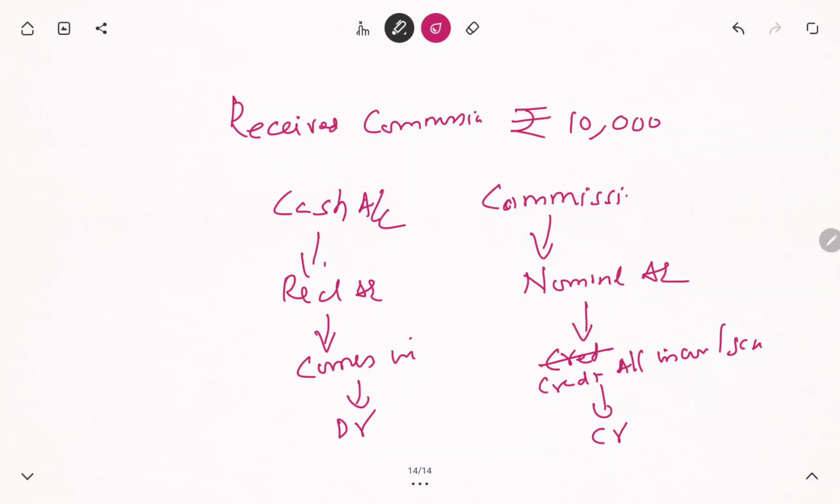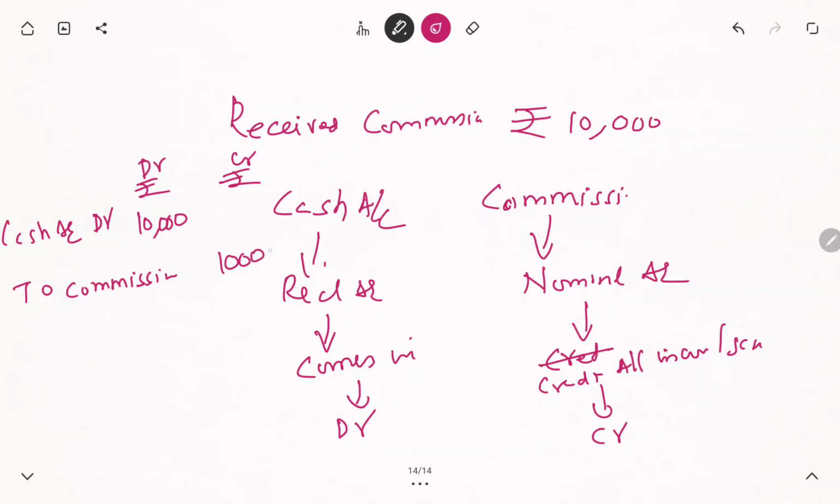Now what is the journal entry? Whenever writing a journal entry, what should you write first? You should write debit first. So cash account debit to commission. It's a credit, that's why I am writing "to commission". Debit and credit. How much is the debit? It's rupees, that's why you have to put it like this. In the debit column you put 10,000 and in the credit column you put 10,000.